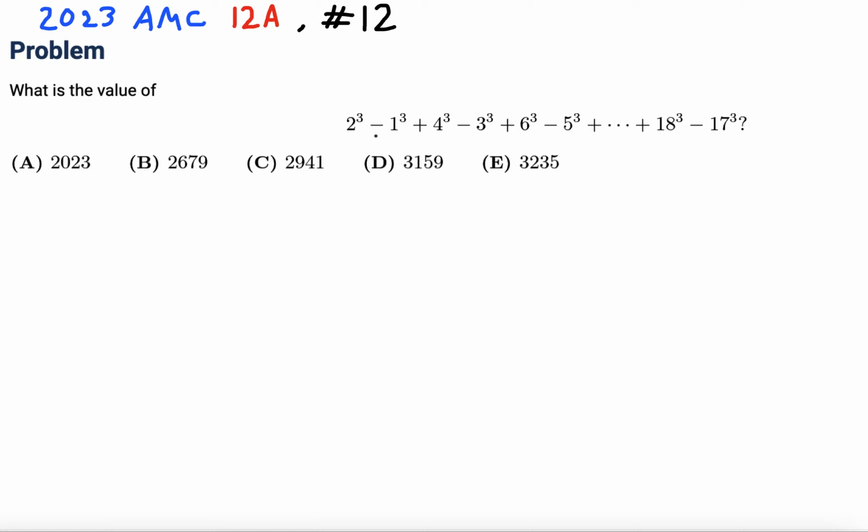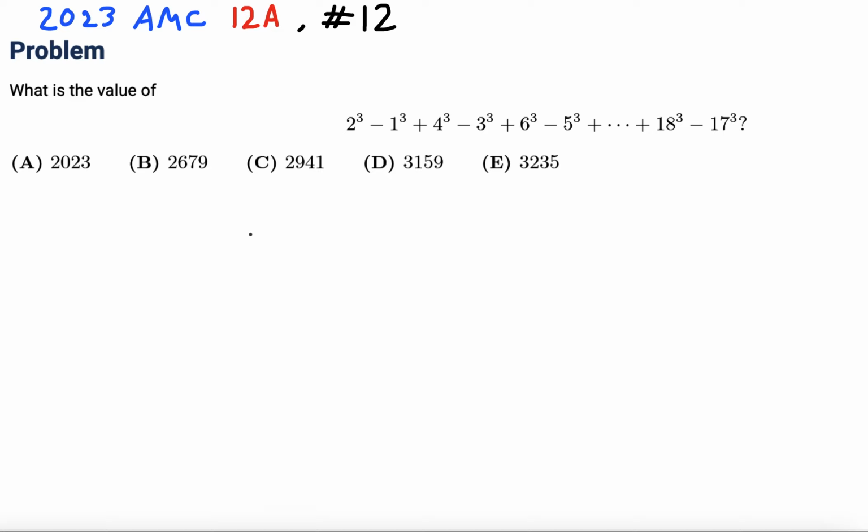We're asked to find the value of 2 cubed minus 1 cubed plus 4 cubed minus 3 cubed, alternating these numbers on and on until 18 cubed minus 17 cubed. And so how might you go about solving this? One of my favorite ways to go about solving problems like this is to rewrite them in terms of sigma notation, okay? And so there's many different ways you can write this in sigma notation.